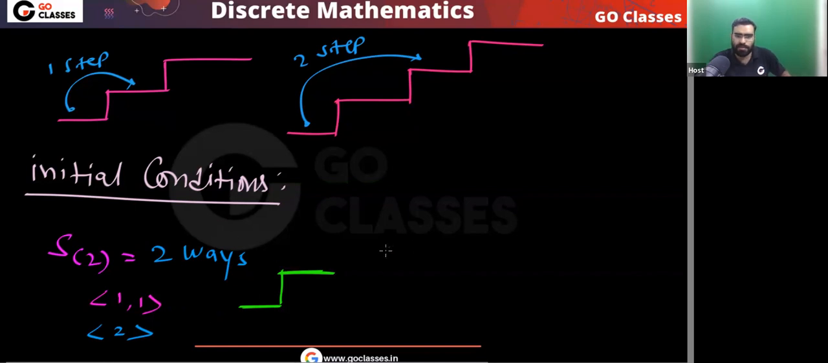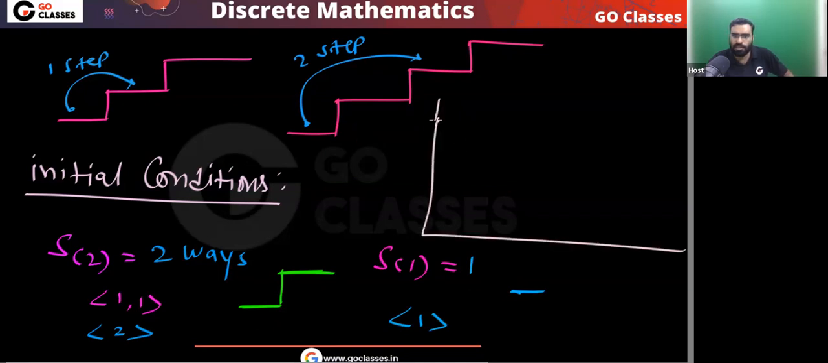Tell me what is S1. You have only one stair. If you have only one stair, this is the only possibility, so the answer will be 1. S1 will be 1. Okay, let's find out what S3 is, so that we can understand the problem. Tell me what is S3. You have 3 stairs. So how to climb 3 stairs? What can you do?